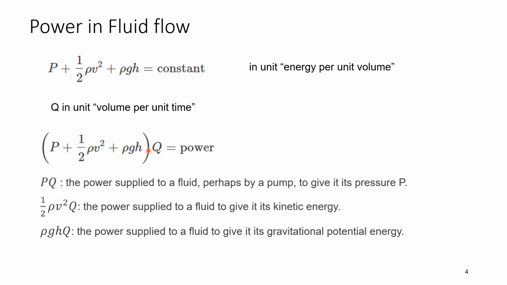The PQ is the power supplied to a fluid, perhaps by a pump, to give it its pressure P. The half rho v squared times Q is the power supplied to a fluid to give it its kinetic energy. And rho g h times Q, the third term, is the power supplied to a fluid to give it its gravitational potential energy.